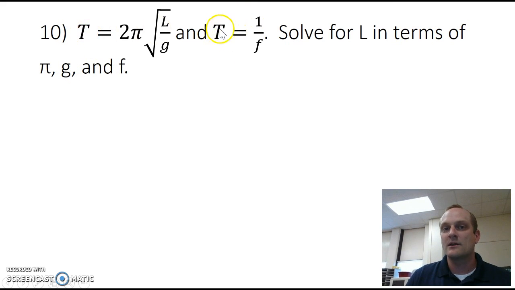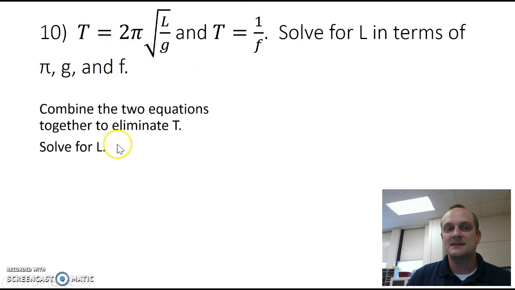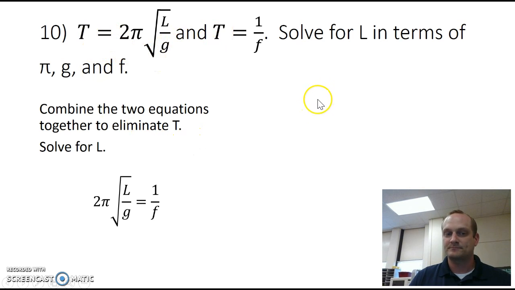Well, hey, over here I have this other equation that says T equals 1 over f. And f is one of my allowed terms. So I'm just going to set those two things together, right? I'm going to combine these equations together so that T disappears, and then I'm going to solve for L. Here's the first step, right? 2 pi square root of L over g has to equal, here's the second equation, 1 over f. If this is equal to T, and if this is equal to T, they must be equal to each other. Okay, so I'm just going to set them equal.